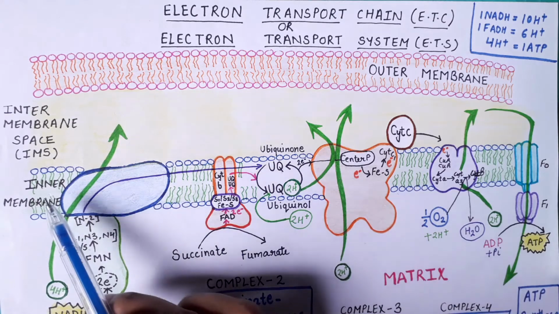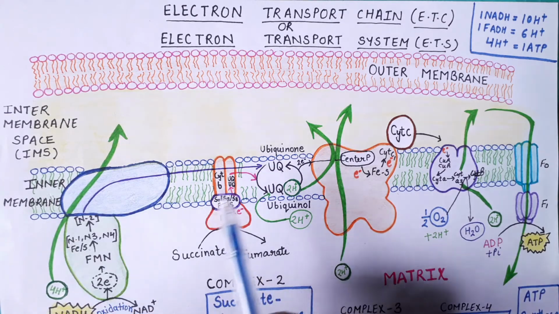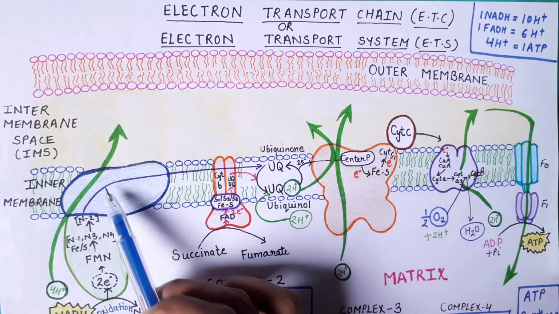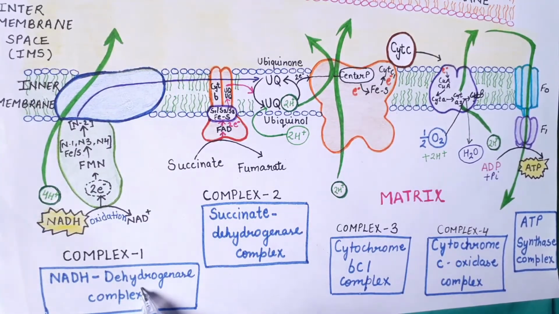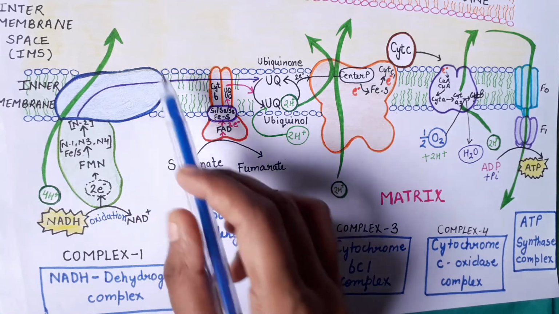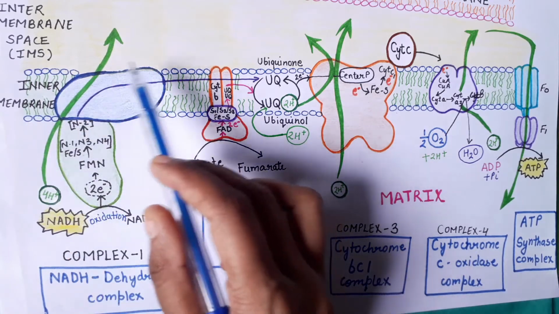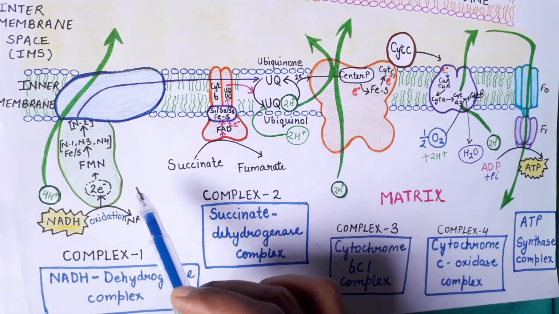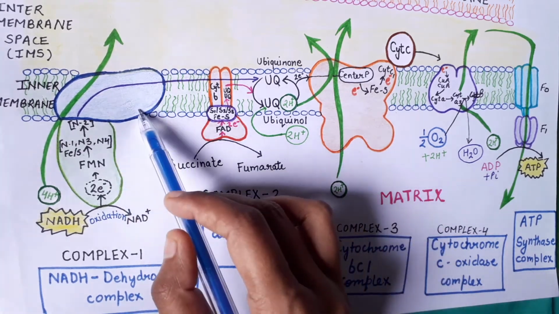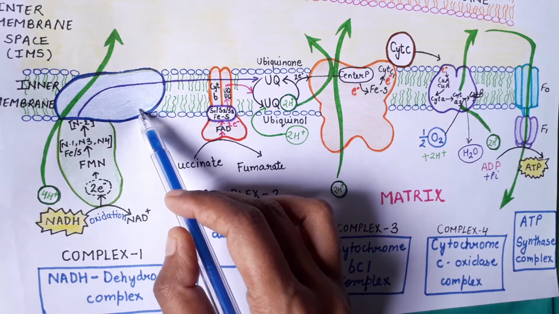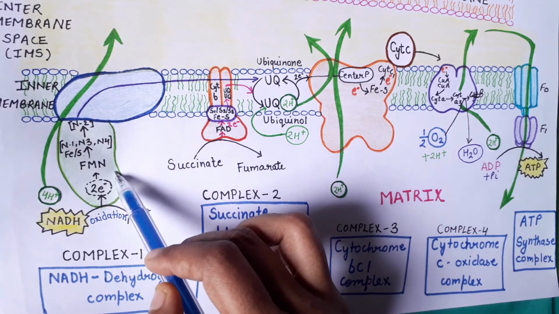Okay, so the inner membrane basically consists of 5 complexes. The first complex is your NADH dehydrogenase complex. This is your NADH dehydrogenase complex, which is inverted L-shaped in structure. It consists of 2 different subunits. This subunit is encoded by the mitochondrial genome and this subunit is encoded by the nuclear genome.